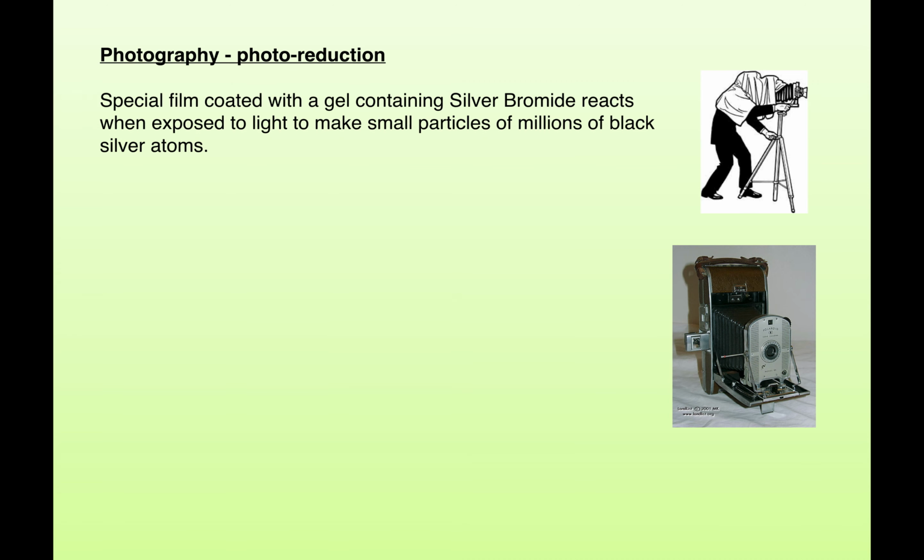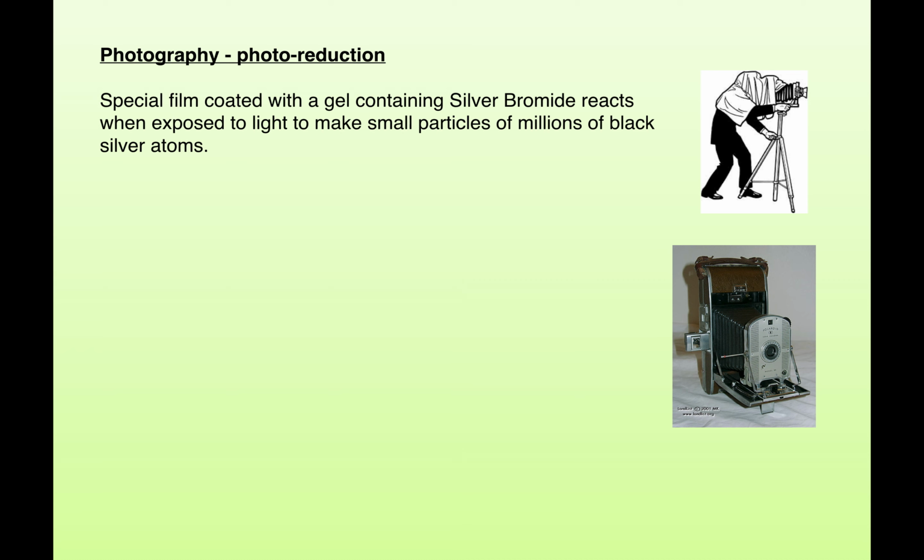Photography, which is photoreduction. Now remember, reduction is a gain of electrons, so something's gaining electrons here. You have a special film, which is why it's called film, of silver bromide gel on top of special paper. And you have millions and millions of molecules of silver bromide, or particles of silver bromide, but they're actually ions, aren't they? They're Ag+ ions and Br- ions. And you have them all over the surface of the paper in this gel.